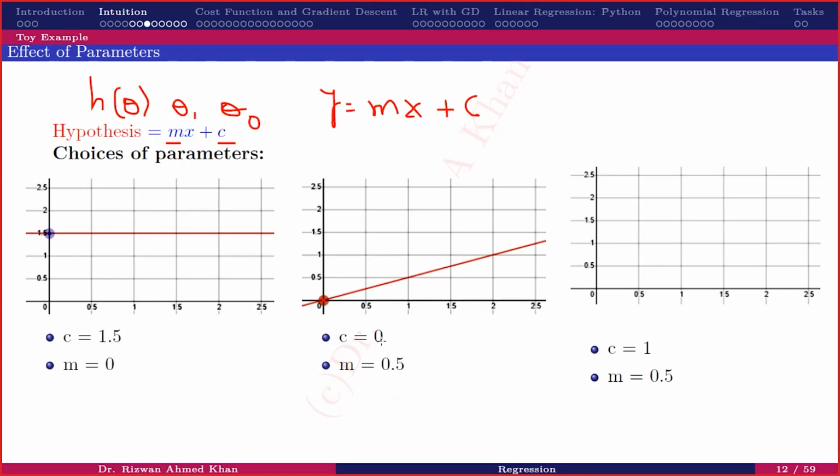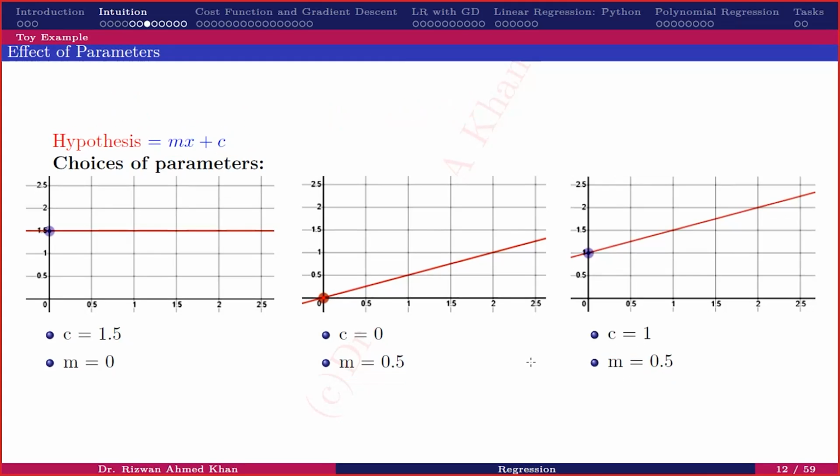So when c equals 0, it means the line passes through the origin, and m is the slope of the line. Again, c over here is the y-intercept. So c equals 1 and m is 0.5, which is very intuitive for us. And from calculus, we know how these parameters would affect the line.